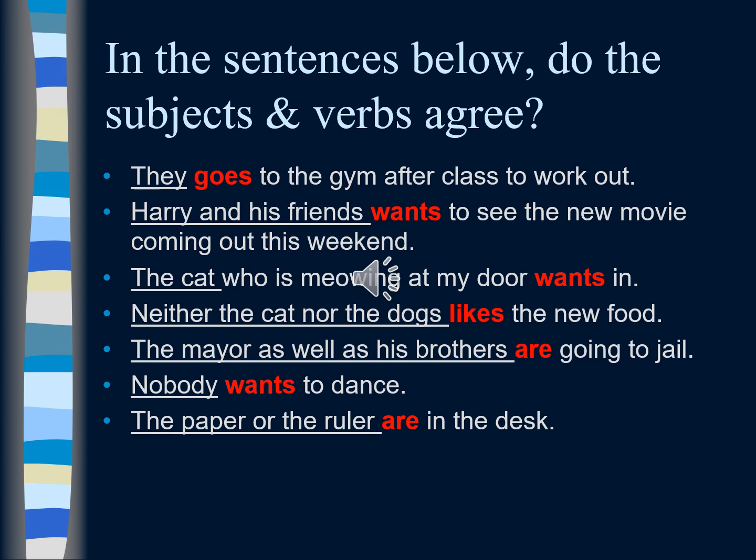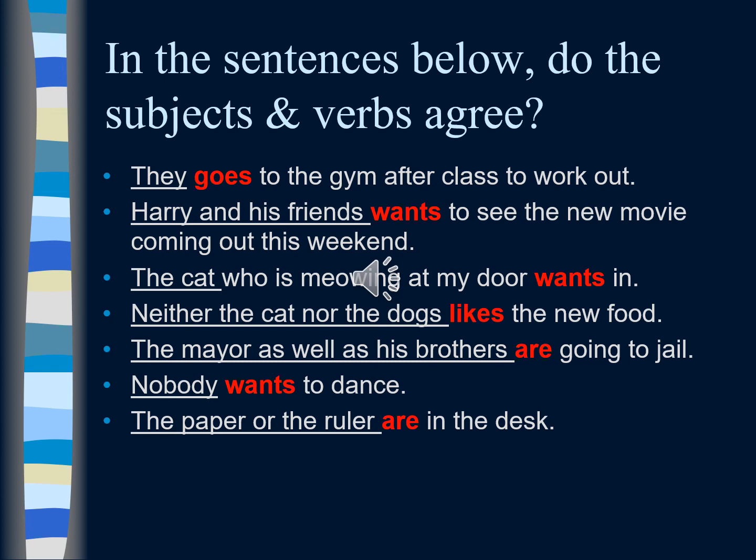Neither the cat nor the dogs likes. This is one of those that is joined by nor. Remember, when it's joined by nor, you must find the verb and the subject that is closest together and make those two agree. So in this case, dogs would be your subject. It is plural. Therefore, you need a plural verb, which would be like with no S.